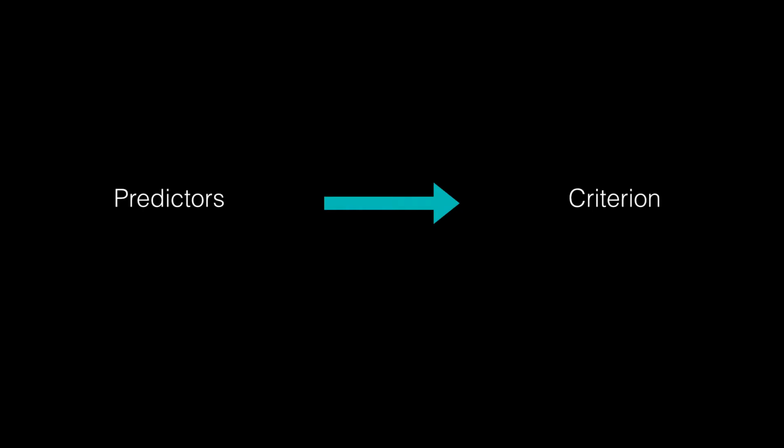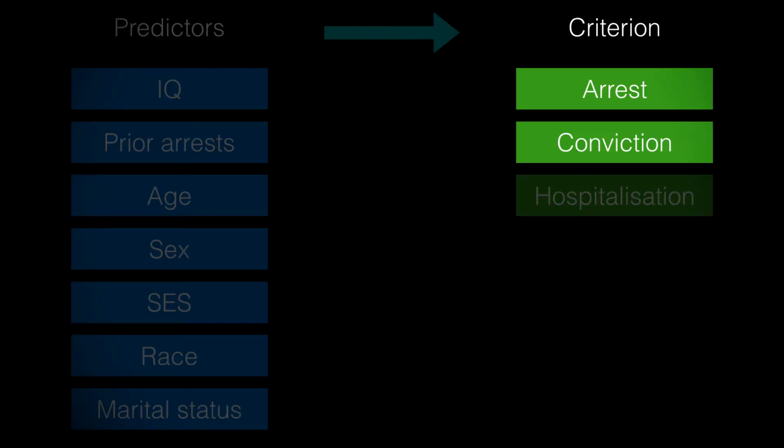To understand why, it's worth spending a moment talking about how statistical predictions are actually made. The first step is to choose one or more criterion variables. This is the behaviour you're trying to predict. This could be any one of the following: arrest, conviction, or involuntary hospitalisation rates.